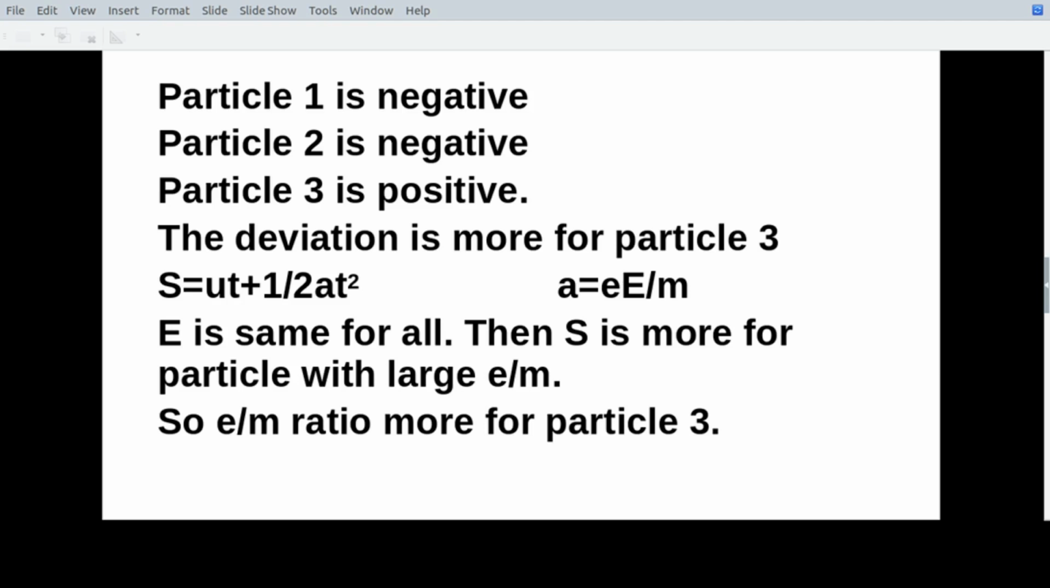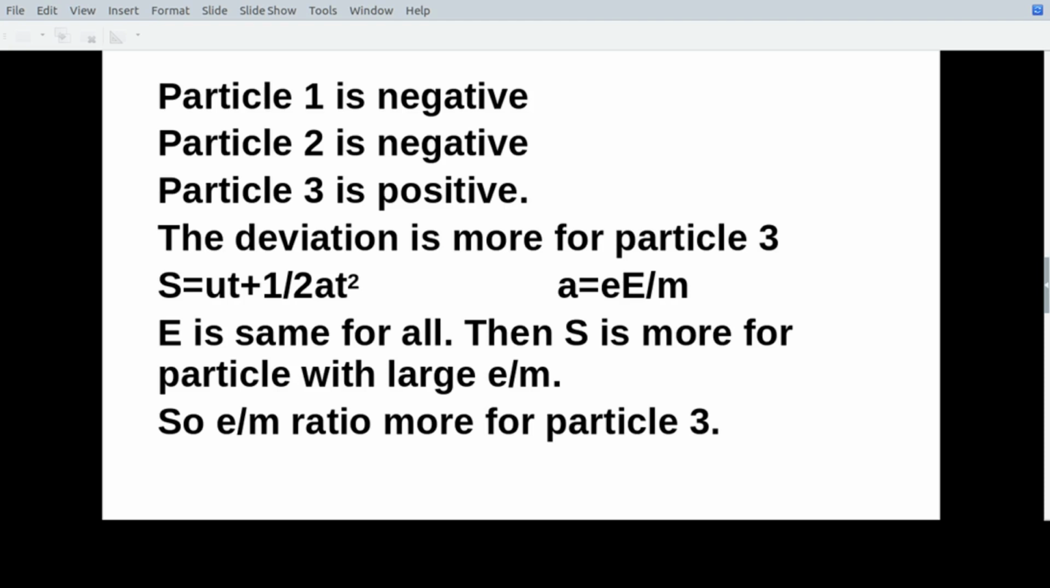Acceleration, as you know, it is E divided by m. How is it E? E, charge, capital E, electric field, by m, mass. So that is the acceleration. See, displacement, suppose all the three are having same initial velocity u. So the displacement is more for the particle with large value of acceleration, right? S equal to ut plus half at square. So S is more for the particle with large acceleration.